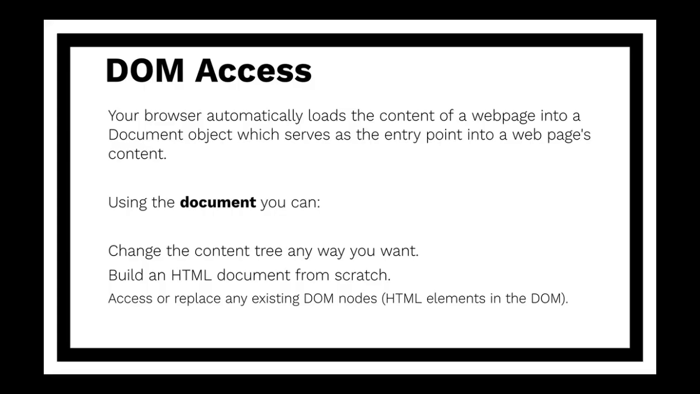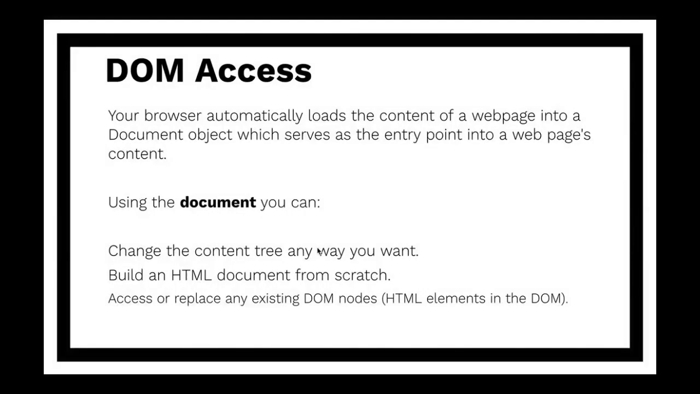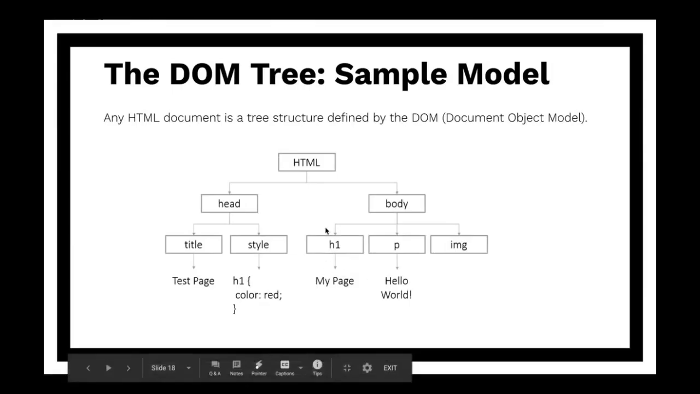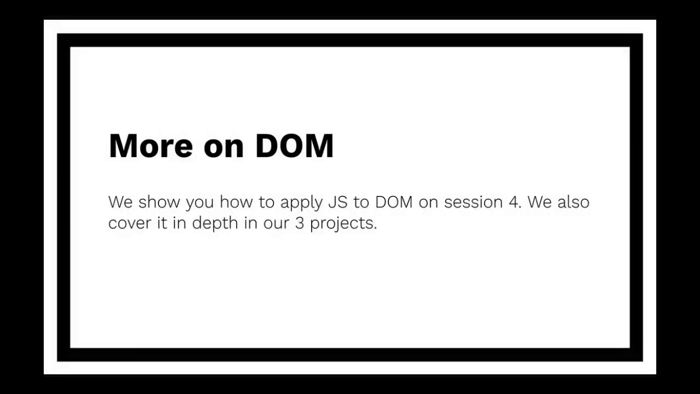You can access the HTML elements using this document. So let's say you wanted to make changes to the h1 tag here that says my page, and let's say you wanted to change this. What you can do is select document and then move your cursor towards this h1 node and make changes to the content. So we'll go into the detail on how we can do this. Right, so we'll cover how to apply JS to DOM in session 4, as well as in depth in all of our 3 projects.